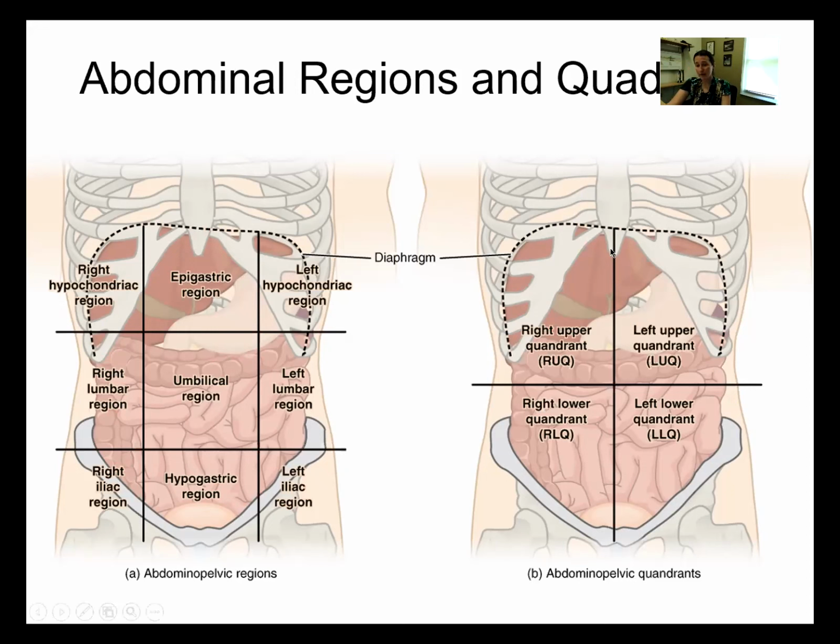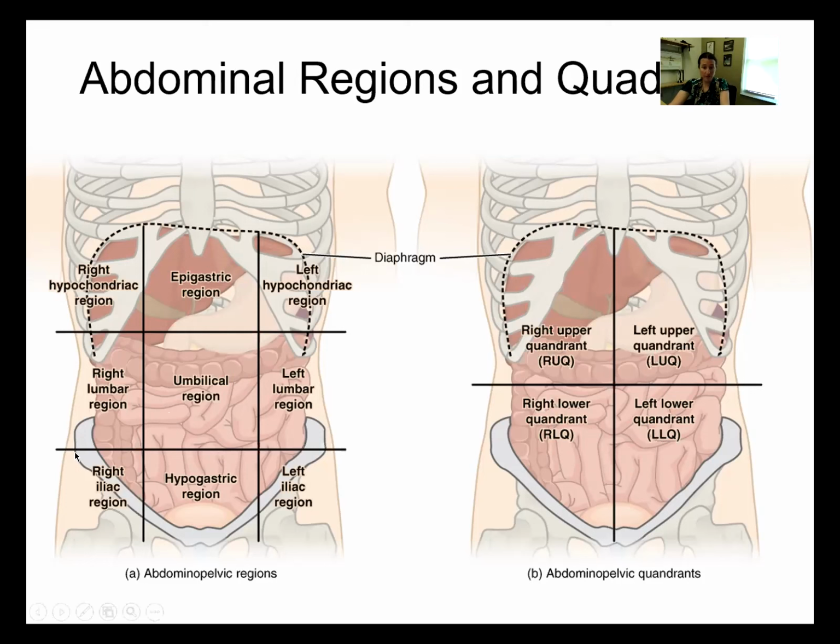You can draw hypothetical lines, one vertical, one horizontal, intersecting at your belly button, your navel: right upper, left upper, remember always patients, not yours, right lower, left lower. So those are just simple old quadrants, 4 of them. Ones that are used a little bit more commonly are the regions. There are 9 sub-regions within the abdominal.